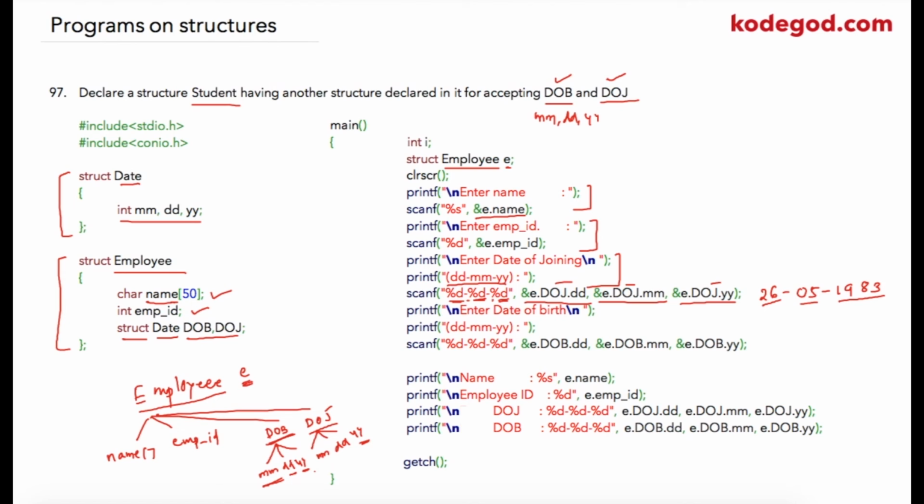Use of dash is required in this case because if the user just enters 26 05 1983, then the compiler won't know where which variable is ending. Similarly, after that I am asking the user to enter date of birth. The same format is here, but instead of doj I am using dob as storage, and once all the values are entered by the user, we are simply going to print all the variables here. So in the first line I am printing e.name as string, then e.emp_id as %d, then doj %d dash %d dash %d, and I'm going to supply the value of doj over here. Similarly, on the next line the value of dob over here.